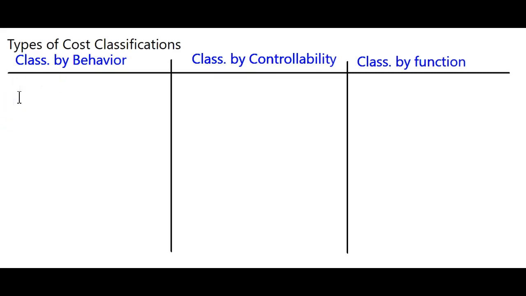So, classification by behavior is basically costs that can be classified as a fixed cost or a variable cost. These are my only two options for behavior, and I'll go ahead and explain why. It can either be a fixed cost or a variable cost. A fixed cost would be a cost that does not change regardless of my volume of activity.